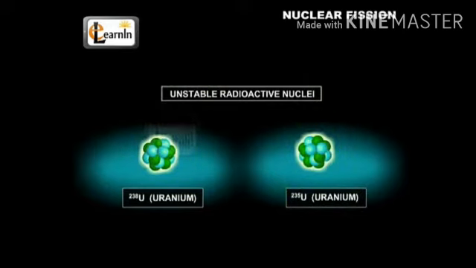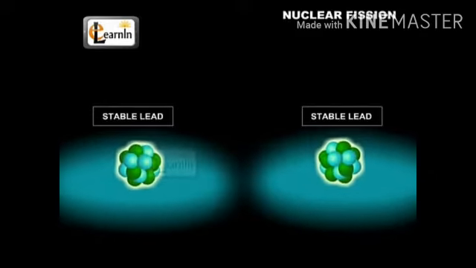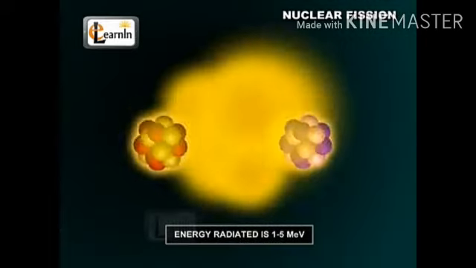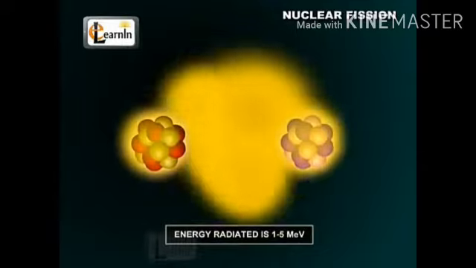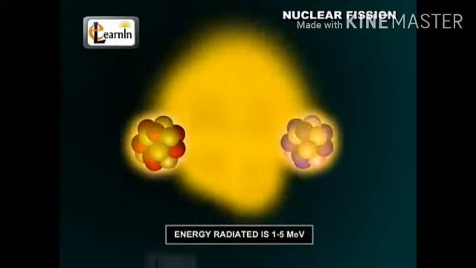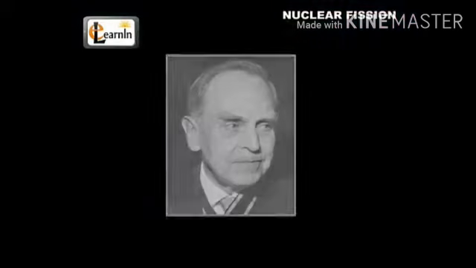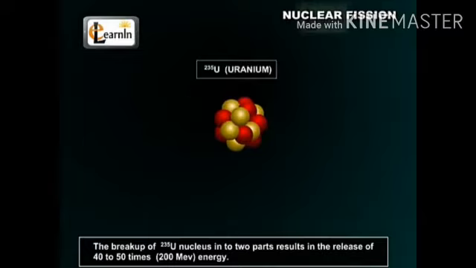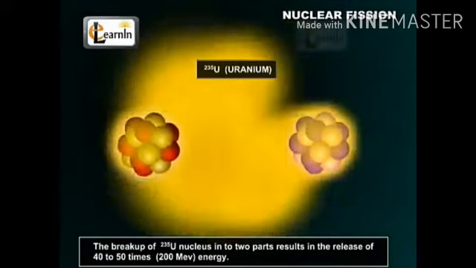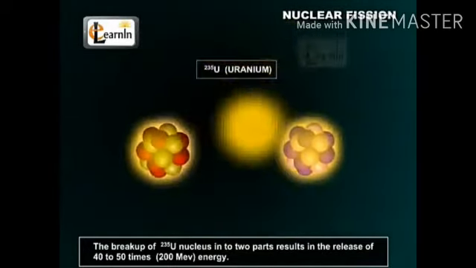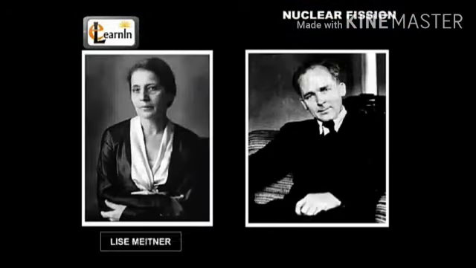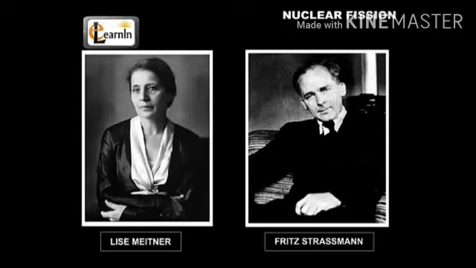Unstable radioactive nuclei, uranium-235 and uranium-238, are changed into stable lead. During this time, they emit 1.5 mega electron volt energy. This process is called nuclear fission. This process was discovered in 1939 by the German scientists Otto Hahn and Strassmann.